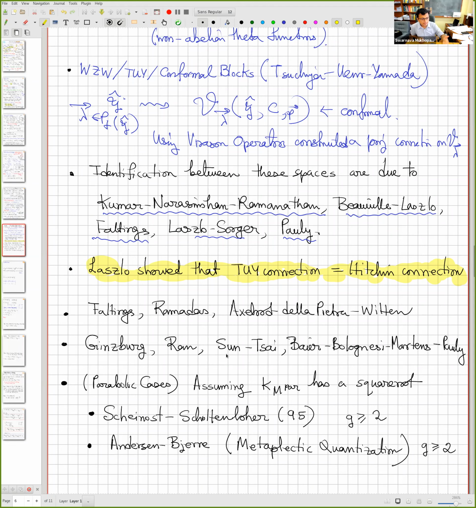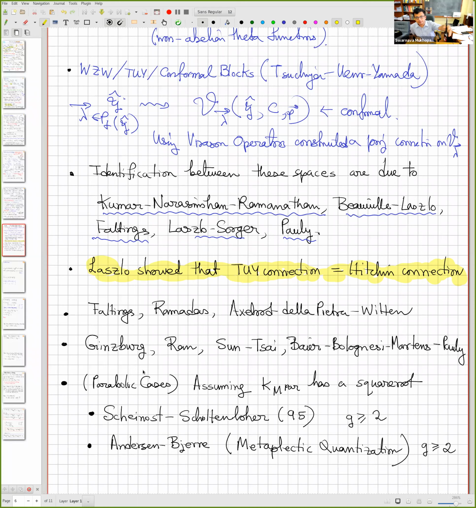equal to SLN in a paper of Scheinost and Schlotterer-Loher in '95, but for genus greater than 2. And recently Andersen and Mettabier, using metaplectic quantization, very differential geometric techniques, have been able to remove this square root assumption and claim to prove the existence of this connection for arbitrary genus greater than or equal to 2. Okay, so this was the history of the problem that was known. So we solve it for arbitrary genus.